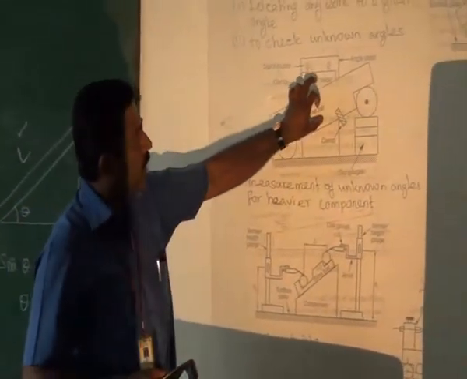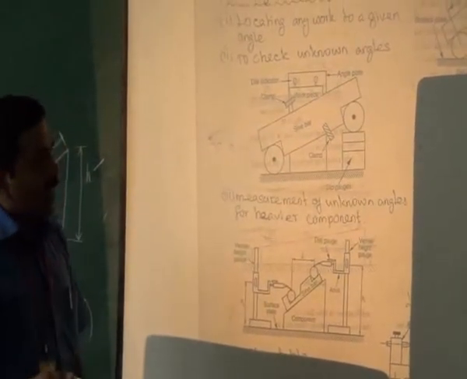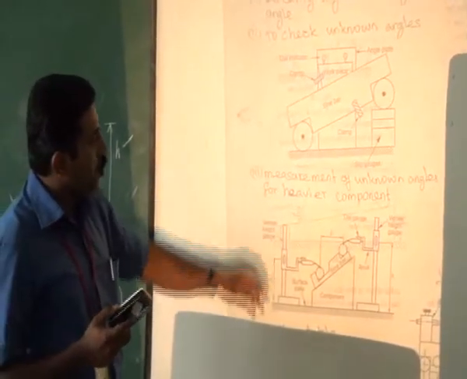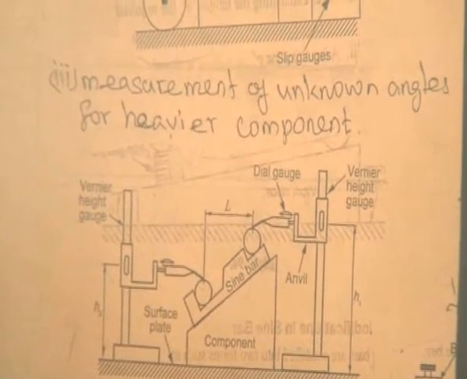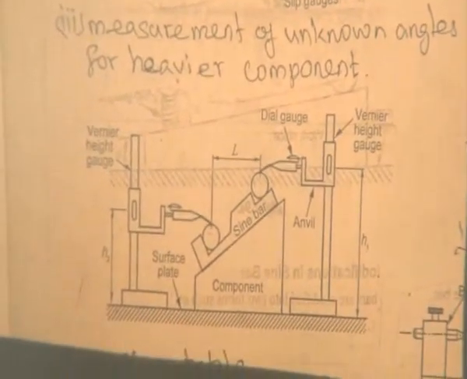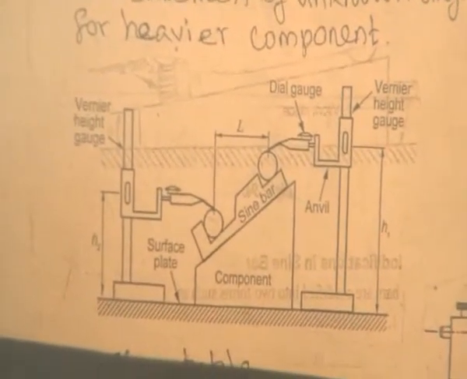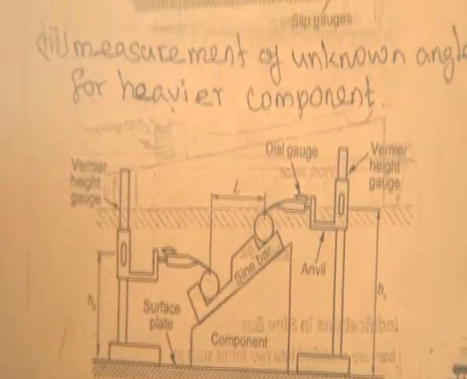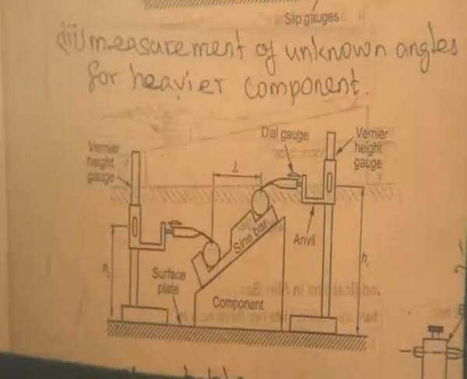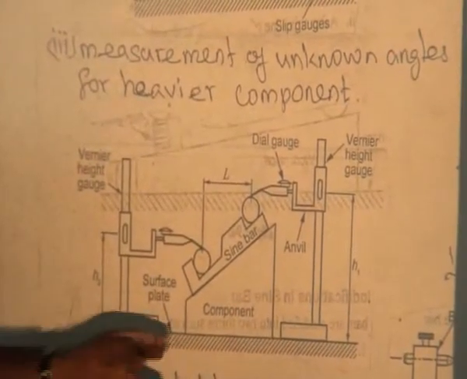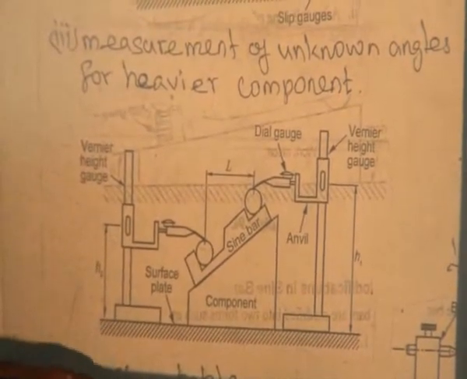For smaller components, we check the angles this way. For heavy weight components, how can we set the sine bar? There are various methods to set the sine bar and then check the angle, which is important and depends on the component. This is the measurement of unknown angles for heavier components. Heavier components cannot be moved, so we set the sine bar on the surface, and only on a flat surface. That is the main thing.